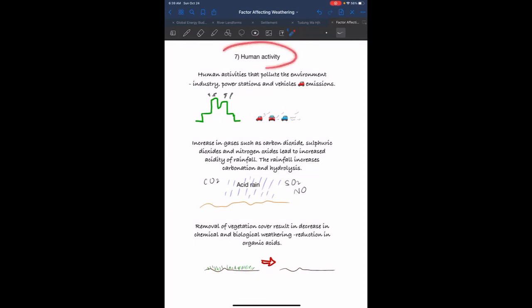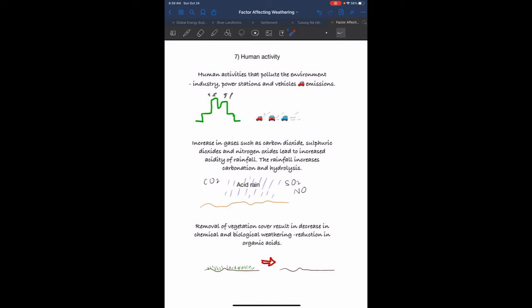Okay, the seventh factor is human activities. Human activities that pollute the environment, such as industry, power stations and vehicle emissions, increase the gases in the atmosphere, such as carbon dioxide, sulfur dioxide and nitrogen oxide. This leads to an increase in the acidity of rainfall, as the gases combine with the rainwater. The rainfall increases carbonation and hydrolysis in chemical weathering.